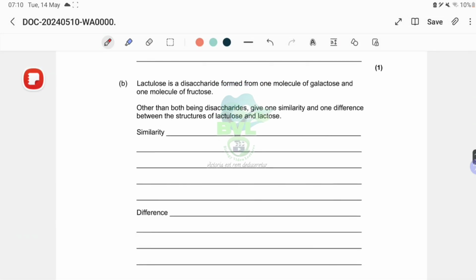Next question says, lactulose is a disaccharide formed from one molecule of galactose and one molecule of fructose. Other than both being disaccharides, give one similarity as well as one difference between the two structures. So between lactulose and lactose, you should be able to remember what forms lactose from your basic understanding of monosaccharides and disaccharides. Lactulose is also a disaccharide. So one similarity, and one difference.